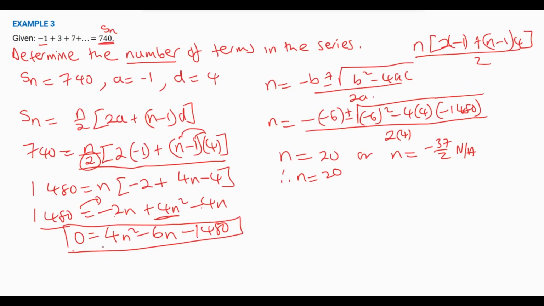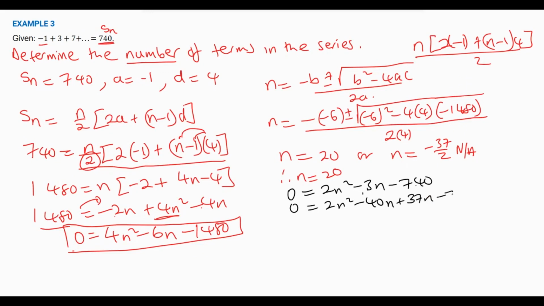And then if you want, you can use factorization here. What you do, divide everything by 2, becomes 0 is equal to 2n squared minus 3n minus 740. And then you look for the factors that will give you negative 740 if you multiply them, and give you negative 3 if you add them. So that is negative 40 and 37. 0 is equal to 2n squared minus 40n plus 37n.